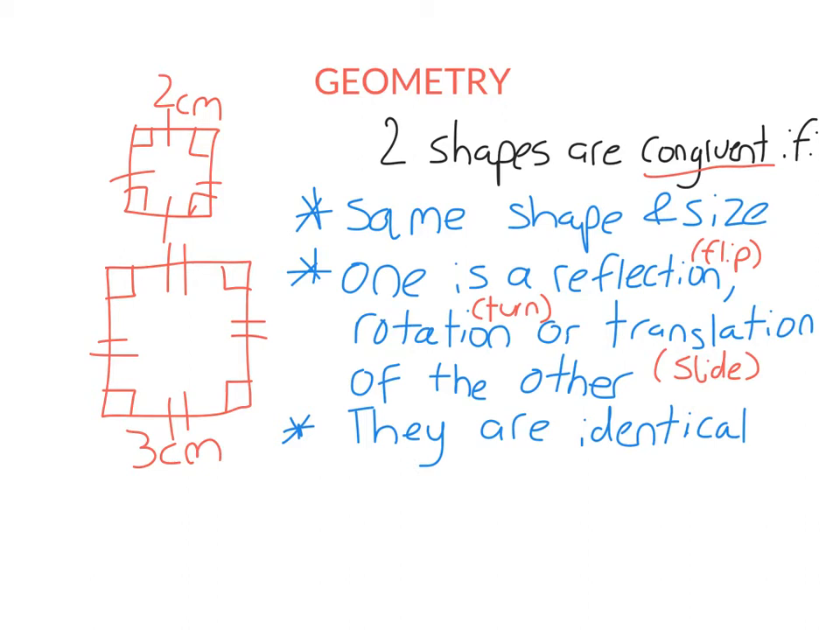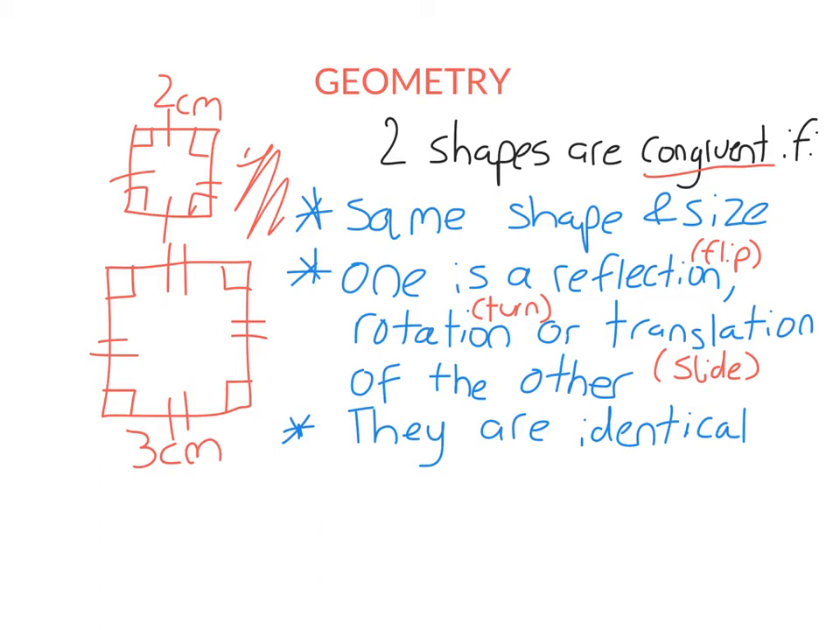So 2 shapes are congruent if they have all side lengths the same, pairs of corresponding sides are equal, and also pairs of corresponding angles are equal. So in this diagram here, pairs of corresponding angles are equal, but the pairs of corresponding sides are not equal. They can't be congruent because one shape is larger than the other. So just make sure you understand what a reflection, rotation, and translation is, and make sure that you understand that 2 shapes are congruent if they have the same side lengths, same set of angles, okay?